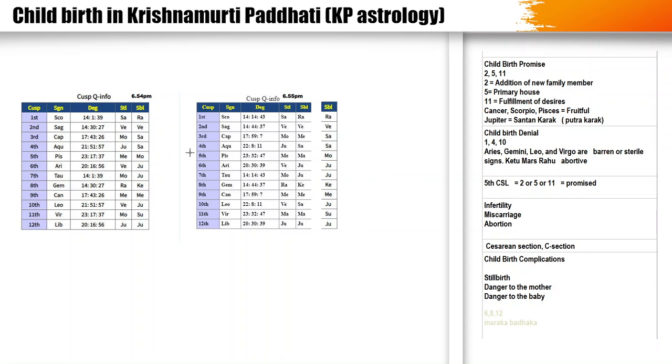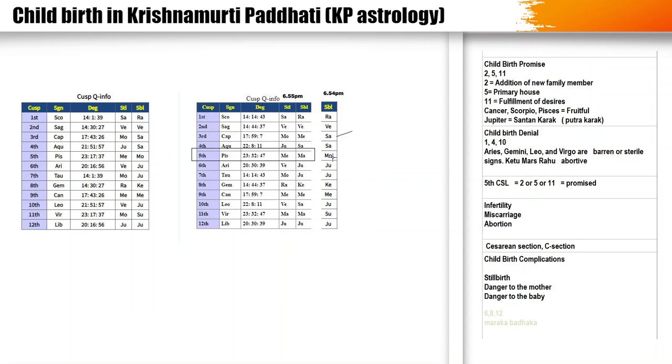Now, if you look at the fifth cuspal sublord here, at the time that she mentioned, 6:55, it is Mars. And then at 6:54 p.m., you see how this changes. Just 1 minute difference, and it has changed to Moon. And a few more cuspal sublords have also changed. You see, this has changed from Mercury, this has become Saturn.